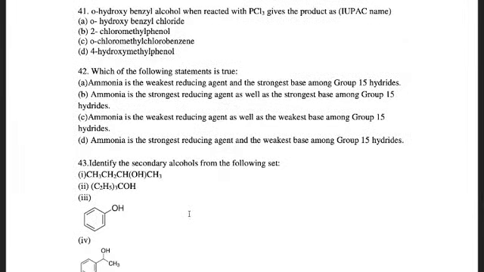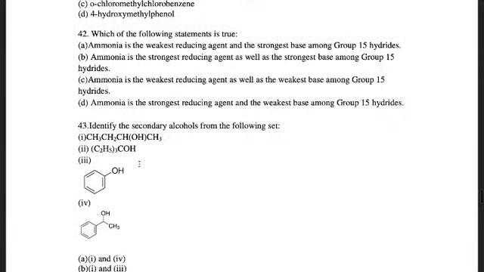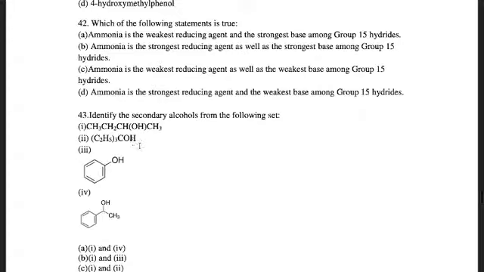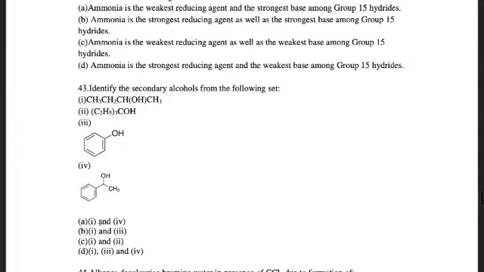Question number 43. Identify the secondary alcohols from the following structures. 1. CH3CH2CHOHCH3. 2. (C2H5)3COH. 3. a hexagon (cyclohexane) with OH. 4. a hexagon with OH and CH3. Options: A. 1 and 4, B. 1 and 3, C. 1 and 2, D. 1, 3 and 4. Correct. The answer is option A, 1 and 4.